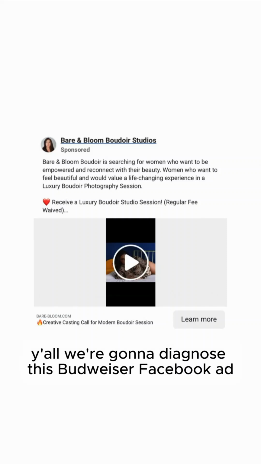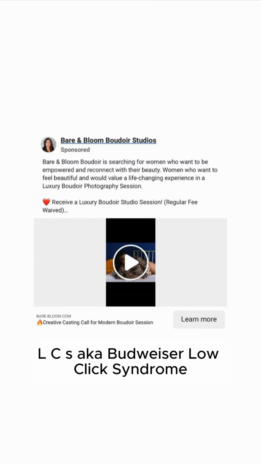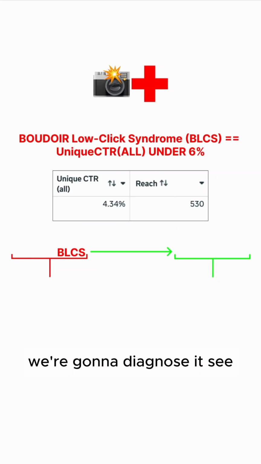All right, y'all, we're going to diagnose this Boudoir Facebook ad, see if we believe it has BLCS, aka Boudoir Low Click Syndrome. We're going to diagnose it, see what our thoughts are.